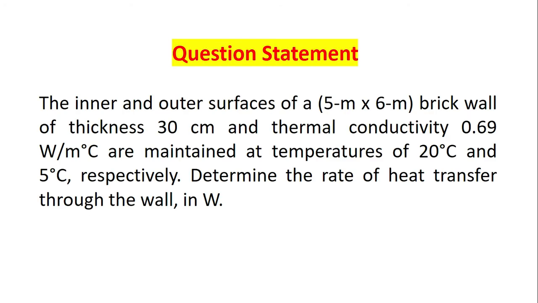Question statement of the process heat transfer problem: the inner and the outer surfaces of a brick wall having a thickness of 30 centimeters, with dimensions of 5 by 6 meters and a thermal conductivity of 0.69 watt per meter per degree centigrade, are maintained at 20 degrees centigrade and 5 degrees centigrade respectively. So you have to determine the rate of heat transfer through the wall in units of watt. This is all about the question statement.